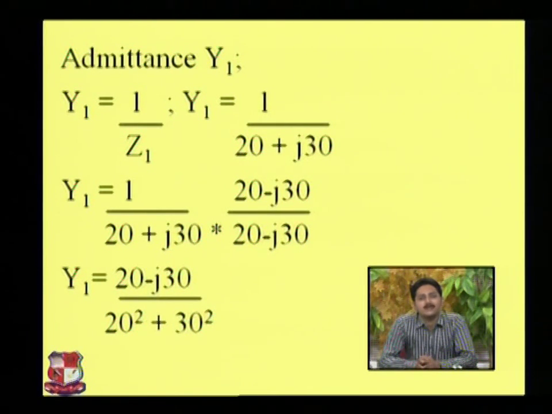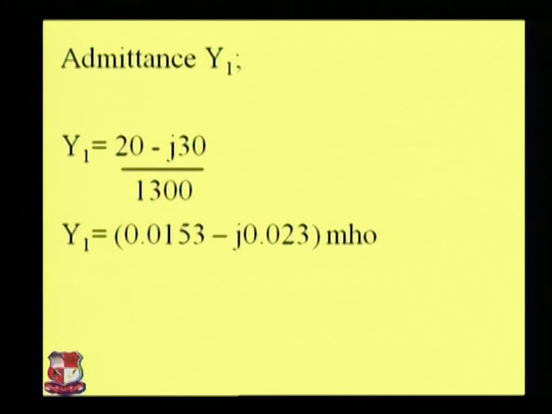It looks like a plus b into a minus b, so you take a square plus b square. Using that, we can write y1 equals 20 minus j30 upon 20 square plus 30 square. Now solving that, y1 equals 20 minus j30 upon 20 square plus 30 square, and putting the values we get 1300.